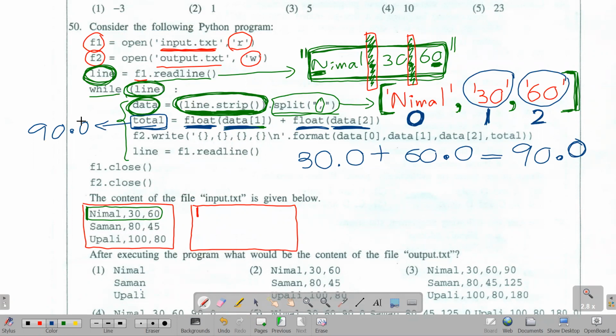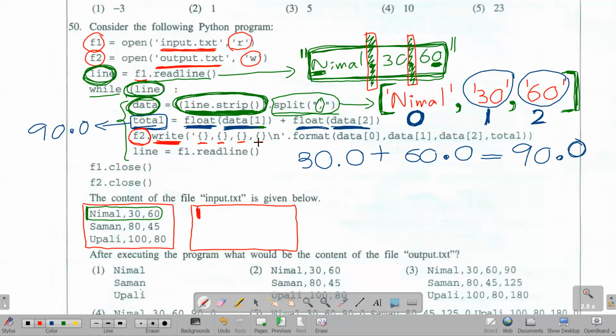Then look at how the f2.write happens. Now f2.write means what? It is asking you to write into the new file, which is the output.txt. So f2.write is formatted with 4 curly braces. These are called the placeholders. We discussed this when we were discussing the print function. So it doesn't matter whether it is inside the print function or in the write function. Empty curly braces describe placeholders.